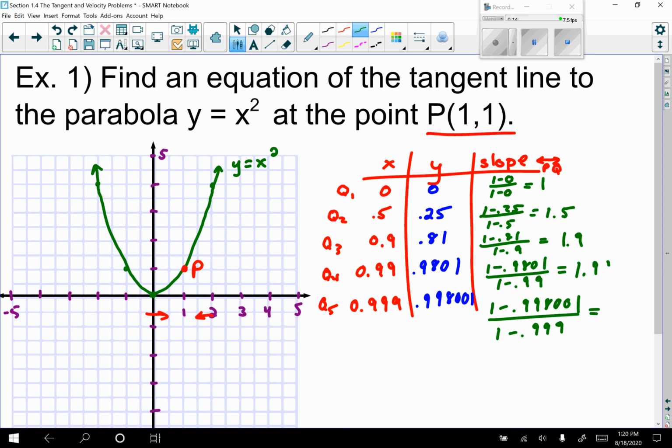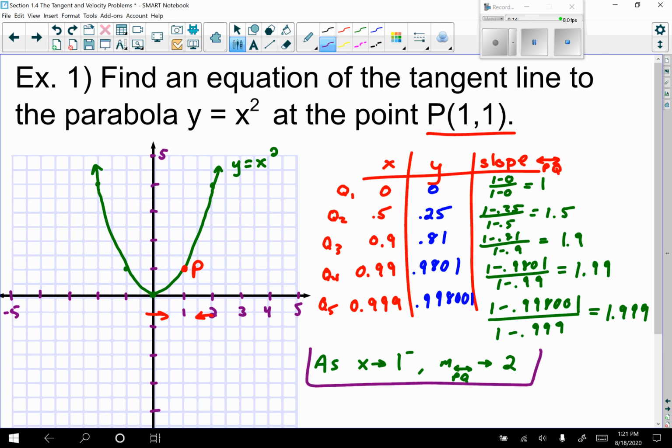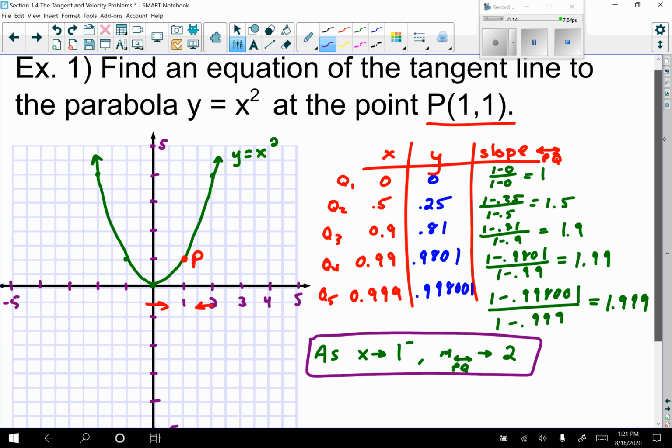1.99, and 1.999. So the way we're going to write this, as x approaches 1 from the left, the notation here is 1 with a little negative sign in the upper right corner, kind of like an exponent. So as x approaches 1 from the left, the slope of the secant line, so the slope of line PQ, approaches, we're going from 1 to 1.5, so it looks like it's getting pretty close to 2. So that's what we're looking at as x approaches 1 from the left. Next, we're going to make a table of values and do the same thing, but approach x from the right.